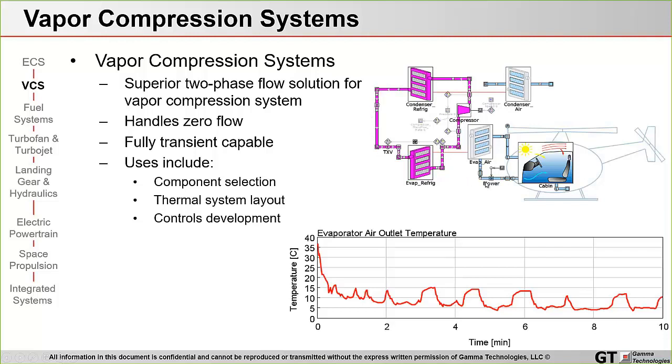Let's take this example here of a helicopter with a 0D energy balance cabin approach, where the vapor compression loop is providing cooling through the evaporator to the cabin. You can examine things like cabin temperature and pull down as a function of time for VCS type systems. This is a fully transient scenario, but it also handles zero flow. For example, if the compressor is turning on or off, or there are sudden changes in the mass flow, the solver can still be quite stable in these scenarios.